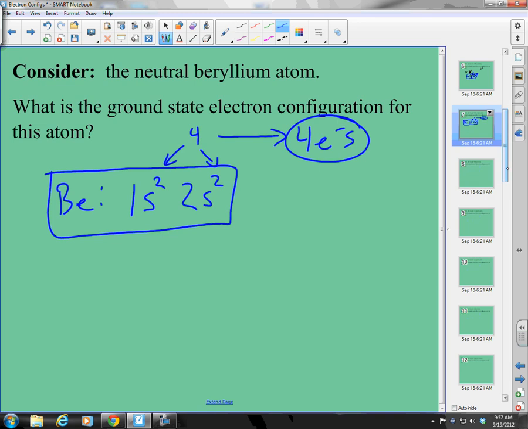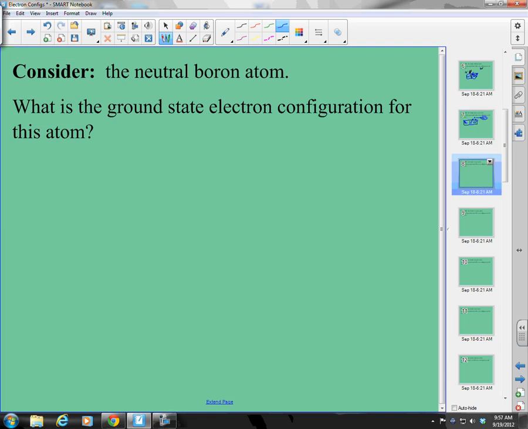How are we doing on time? Let's see. Okay. Let me see if we want to do the next one or if we want to call it here. What's the next one? Neutral boron.